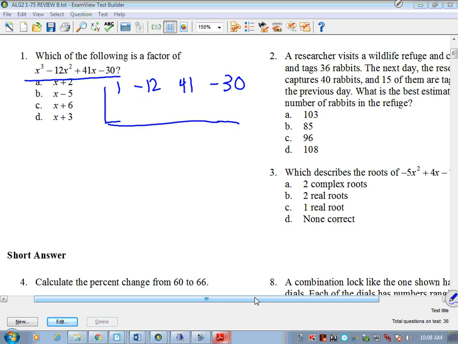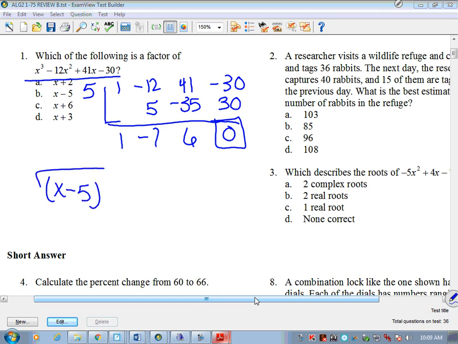Okay? Now what do I want to try? I'm going to try 5, all right? Bring down the 1, multiply by 5, bring over the 5. Negative 12 plus 5 is negative 7. 5 times negative 7 is negative 35. 41 plus negative 35, what is that? 6. 6, what's 5 times 6? 30. What happens whenever I add those two things up? 0. Is x minus 5 a factor? X minus 5 is a factor.